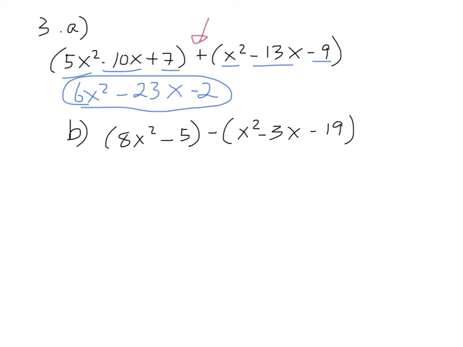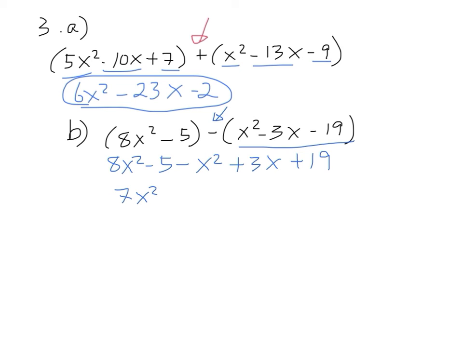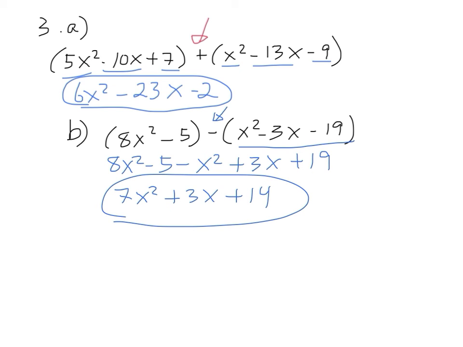In this equation, you notice there's a minus sign between the two. So I must make sure I change the sign in front of each of the terms in the second parentheses. I wouldn't need to write this out, but I will just to show. So negative x squared, 3x becomes plus because two negatives. 19 becomes plus. Now I combine like terms. I get 7x squared plus 3x plus 14. And we're done with chapter 8.